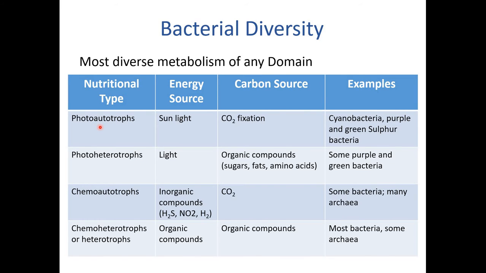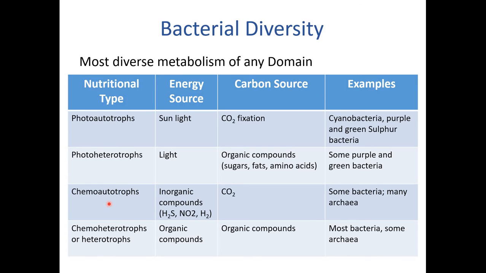Photoautotrophs, for example, are bacteria that function like plants in terms of their nutrition. They get their energy from sunlight, and their carbon source is CO2 fixation. So they take CO2 out of the atmosphere or whatever environment they're in, and they use it as their carbon source. This includes cyanobacteria and purple and green sulfur bacteria. Then there are also photoheterotrophs. These are different from plants in that while they get their energy from light, they're actually consuming organic compounds. Just like we eat sugars, fats, and amino acids, so do these bacteria. This includes some purple and green bacteria.